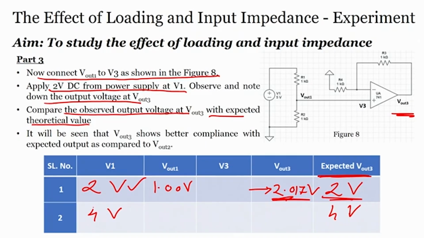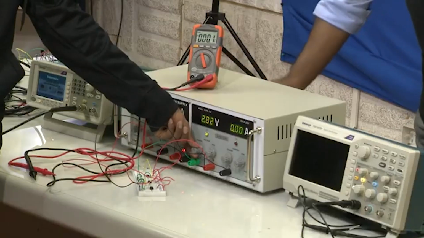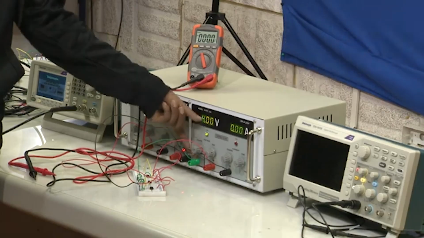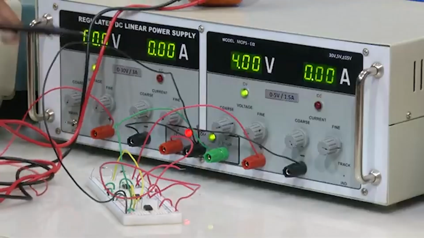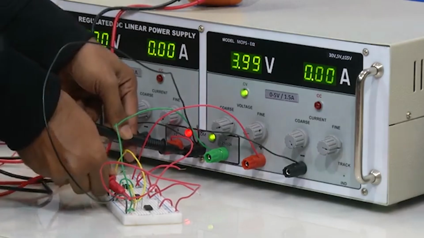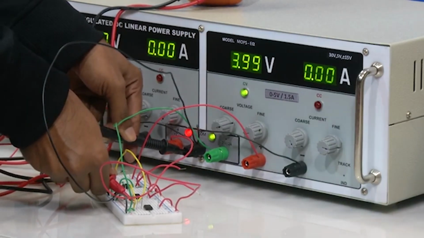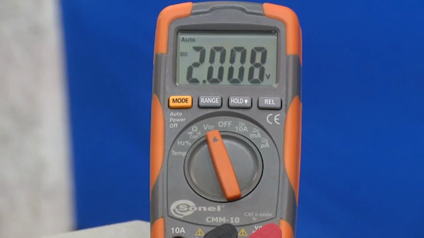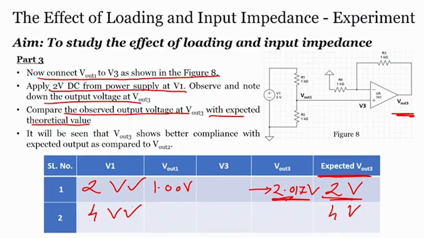Let us take another example in which we are applying 4 volts as input. All right, 4 volts across the potential divider, and when we apply 4 volts across the potential divider, the output of the potential divider will show us the voltage. What is the output at the resistor R2? 2.008 volts. So, let me write that down here on the screen.